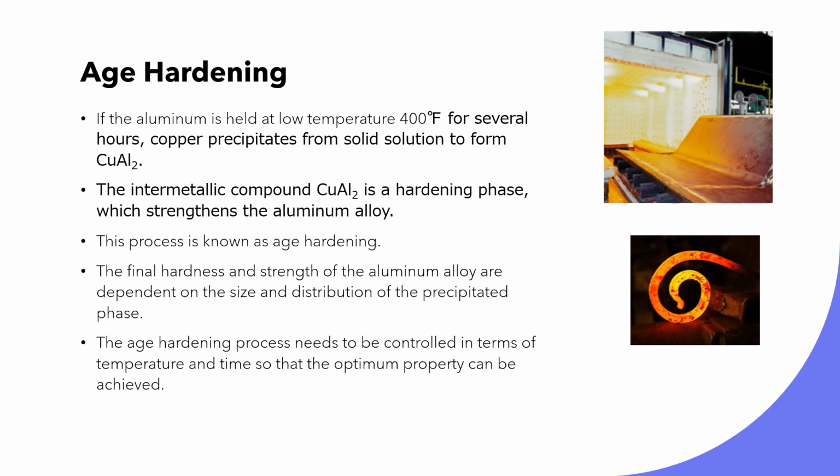So the age hardening process needs to be controlled. You have to control every time you use heat, otherwise it's going to explode. We definitely need the process to be in control, in terms of temperature and also time, so we get the optimum property. What we desire is to get the best quality, the optimum property of the aluminum alloy. So you have to make sure that you're doing it right with your temperature and time.